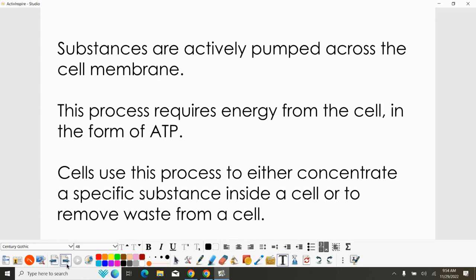ATP, in a nutshell, is a cell's energy molecule. You eat glucose and your cells burn glucose to make energy. In a nutshell, again, your body takes the energy that's in the glucose and makes ATP. Then whenever your cell needs energy, it uses the ATP to get that energy. Cells will use this active transport process to either concentrate a specific substance inside a cell or to remove waste products from the cell.